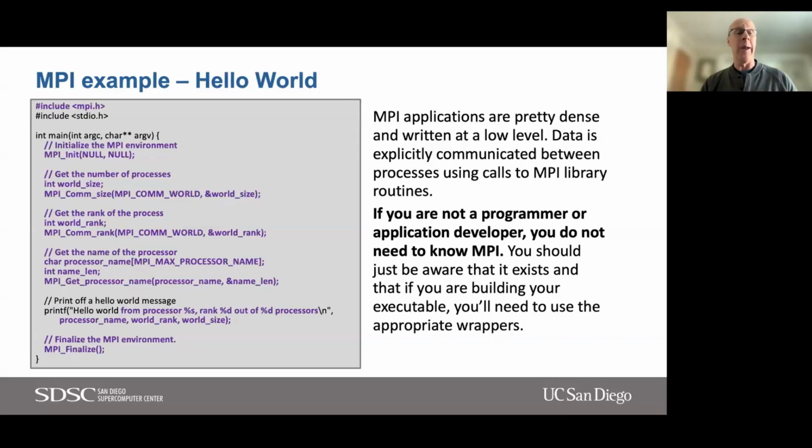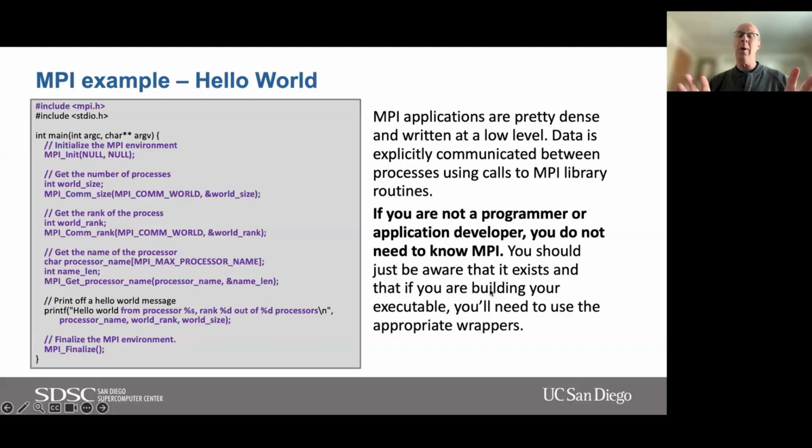So you can see here that we do the initialization, we get the number of processes, we get the rank of each process. Optionally, we can get the name of the processor that each process is running on. And then finally, we get down here and we print hello world, except here we've modified it to have each process write out its rank.